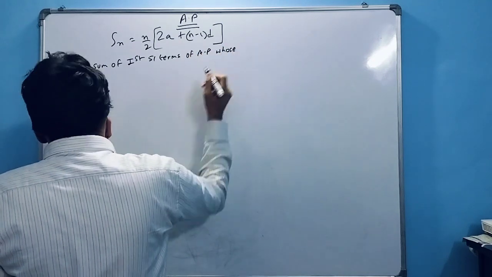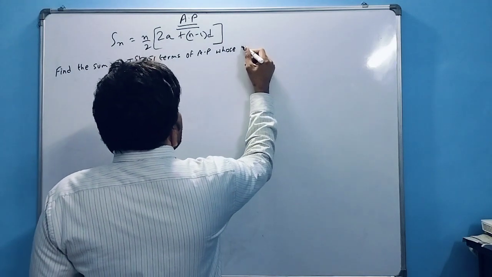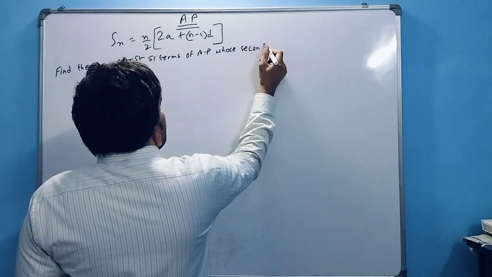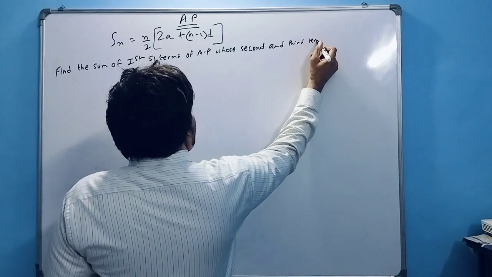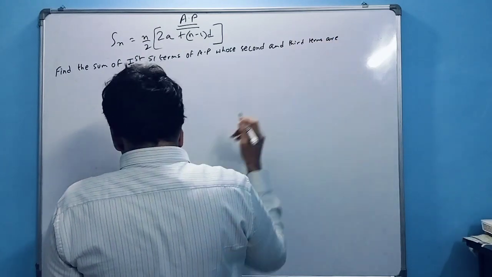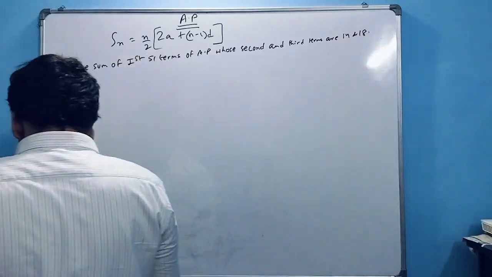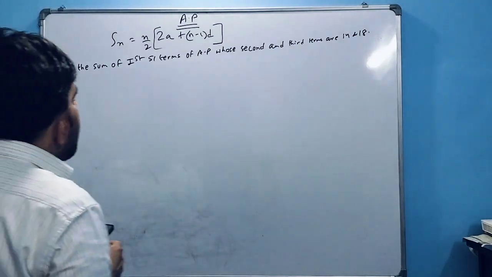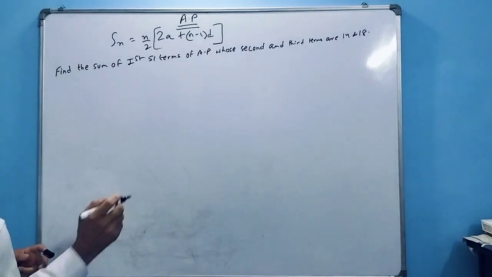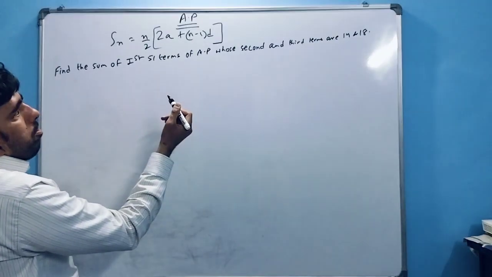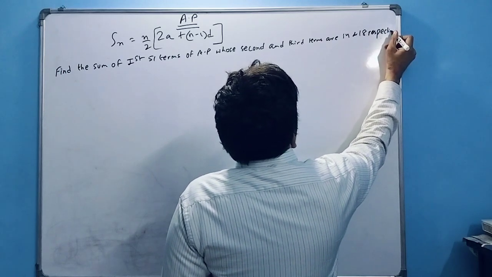whose second and third terms are 14 and 18. Okay, so now we need to find the sum of first 51 terms whose second and third terms they have given, respectively. Okay, so this is the question we have.